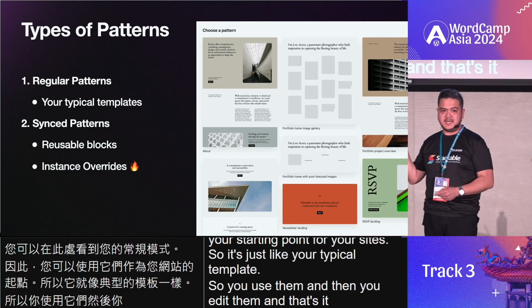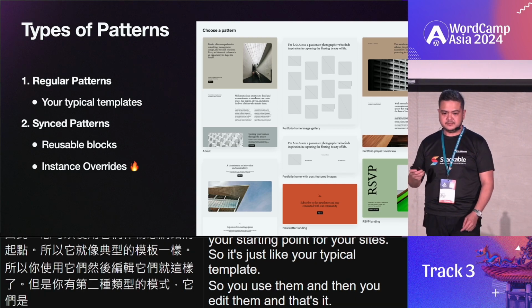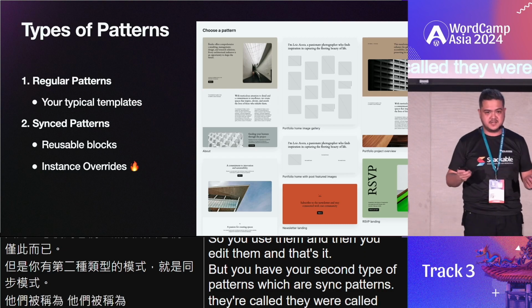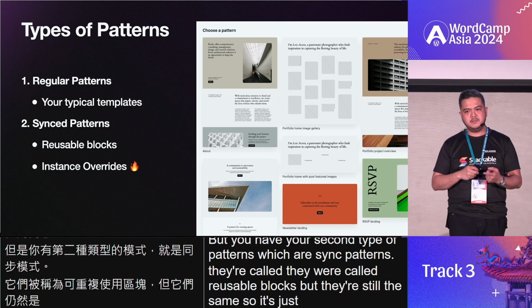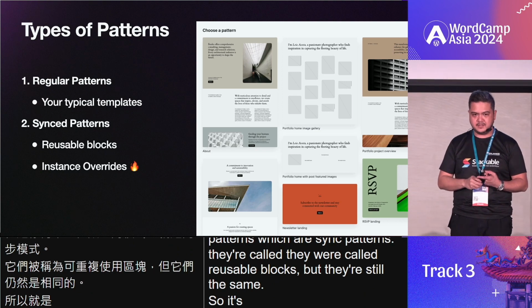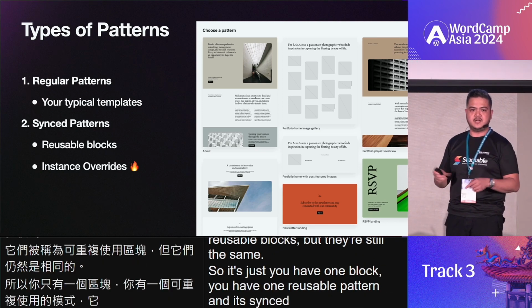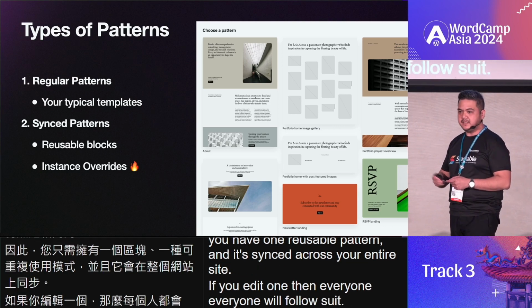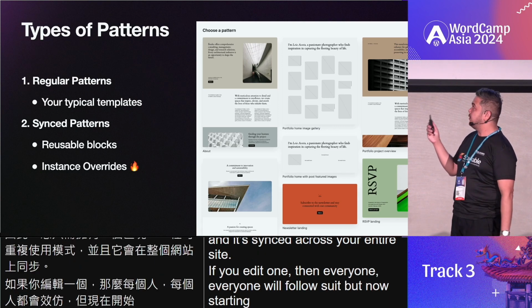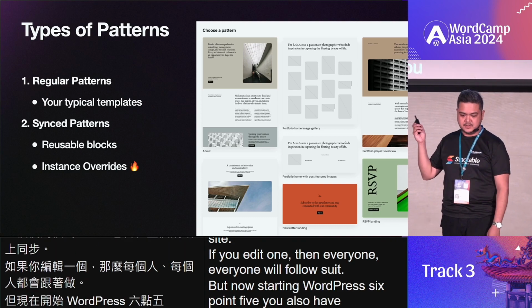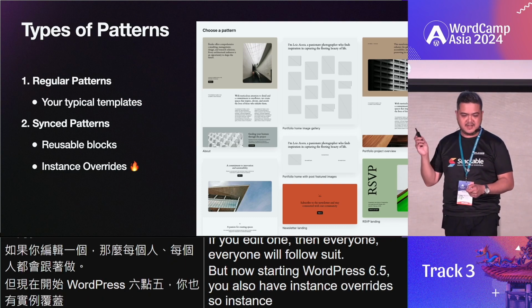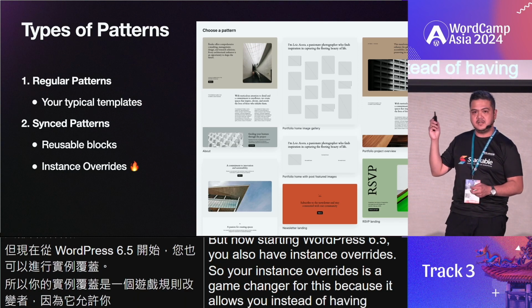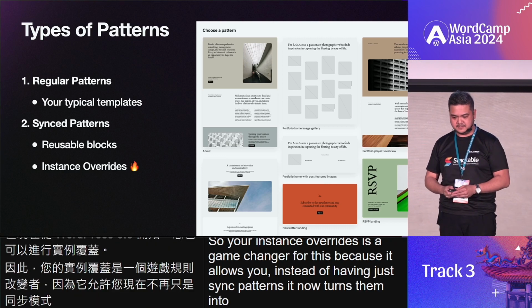But you have your second type of patterns, which are synced patterns. They were called reusable blocks, but they're still the same. So you have one reusable pattern, and it's synced across your entire site. If you edit one, then everyone will follow suit. But now, starting WordPress 6.5, you also have instance overrides. Instance overrides is a game changer, because instead of having just synced patterns, it now turns them into small templates.